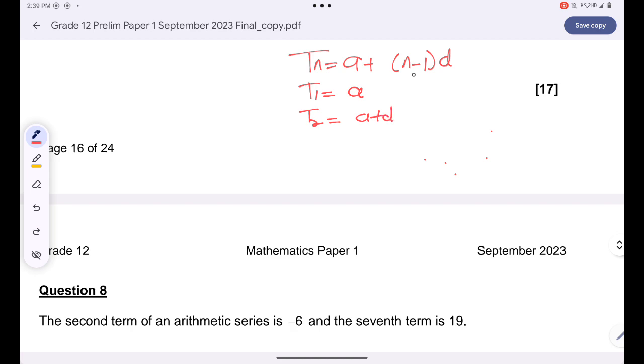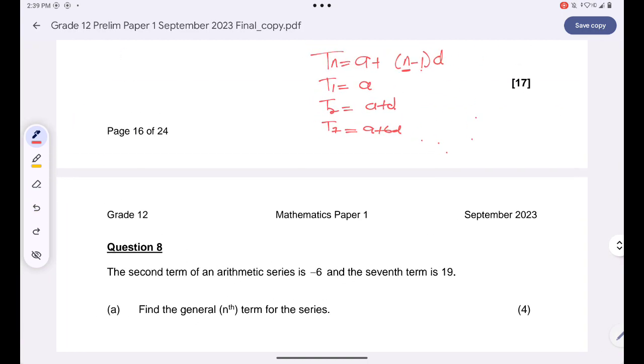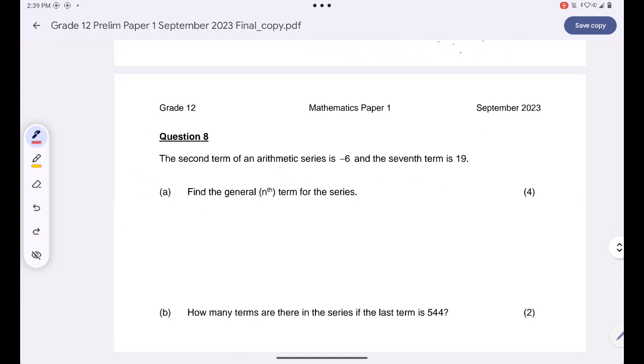Are you together? Because whenever I substitute 2 over there, I'll have 2 minus 1, which is 1. 1 multiplied by d will simplify to d. And then t7 is just a plus 6d. Because I'll have 7 minus 1, which is 6. 6 multiplied by d, that's 6d. I wanted to show you these, guys, because I'm going to use them over there.